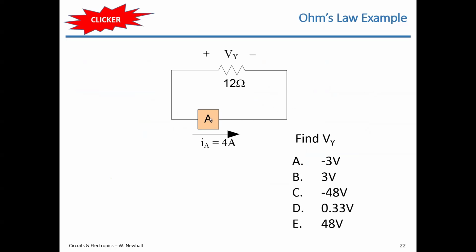So you have a circuit element A, could be a source, could be a sub-circuit, who knows? It's connected to a resistor. Let's say you know that you have IA equal to 4 amps with this reference direction, and you have a 12 ohm resistor connected to A. The reference polarity for Vy, this voltage across the resistor, is given to you. What is Vy? Give that a shot.